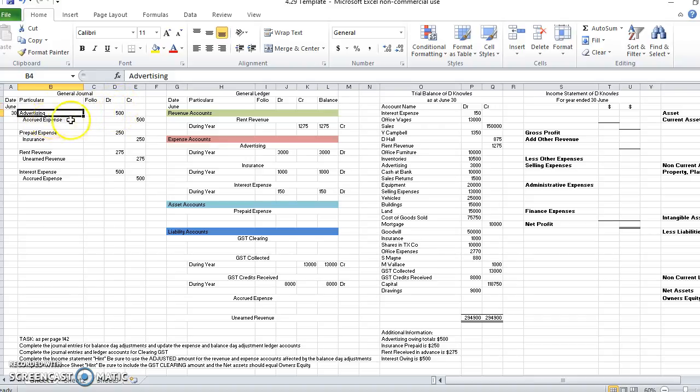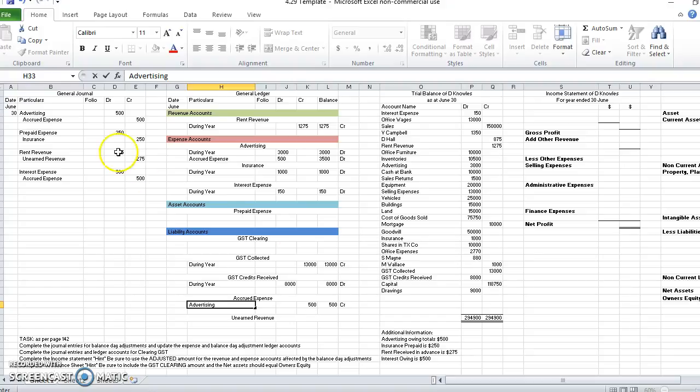So, advertising has been debited for $500. So we go to the advertising account. We go to the debit column and we make it $500. If the old balance was a debit and it's increasing with a debit, we make it larger. And the last part is we just write the alternate account. The next one, accrued expense, has been credited for $500. So we go to the accrued expense account. We credit it for $500. And we write the opposing account, which was advertising.